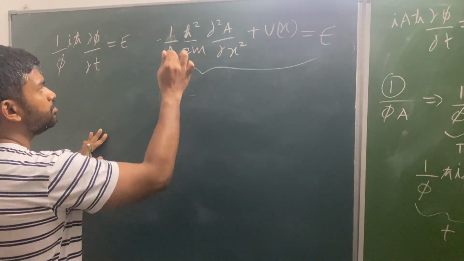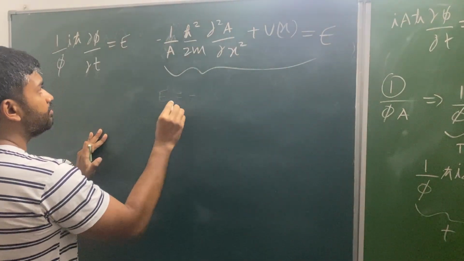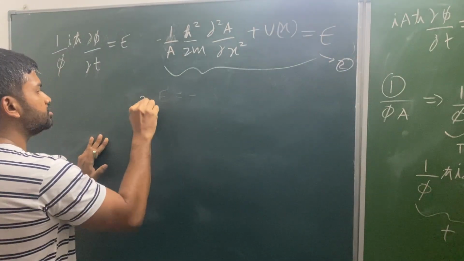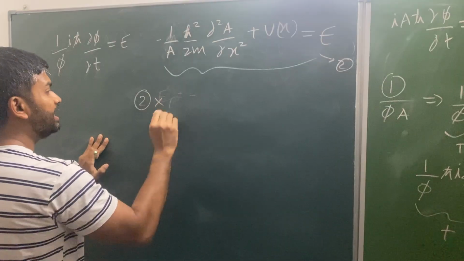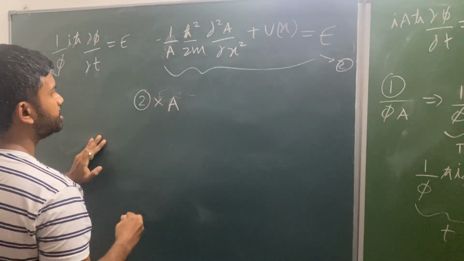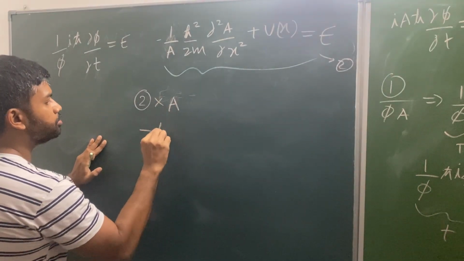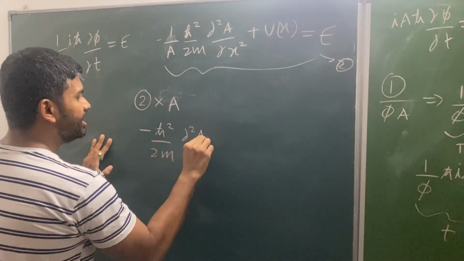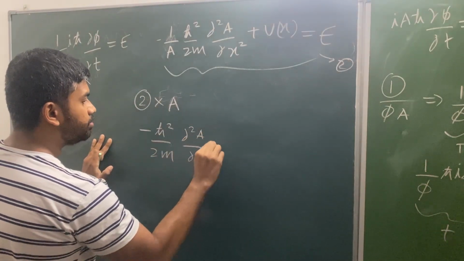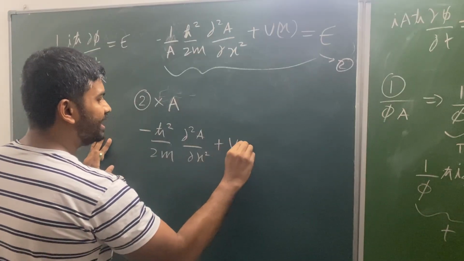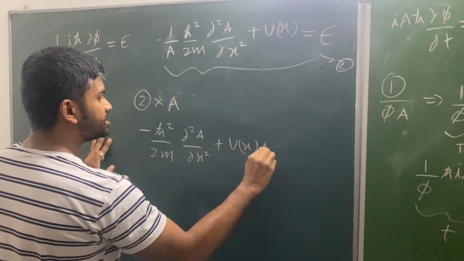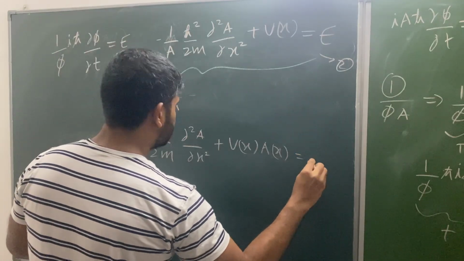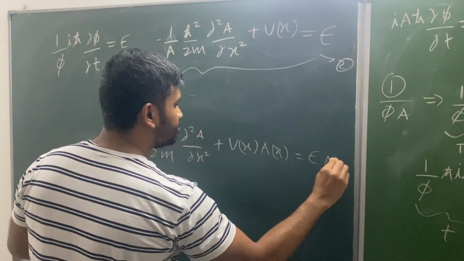Now what if I just multiply this one by psi? Let me take this as equation number 2 and get the product. So multiply it by psi, and we will end up with minus h bar squared over 2m, d squared psi over dx squared, plus V(x) psi(x) is equal to E psi(x).